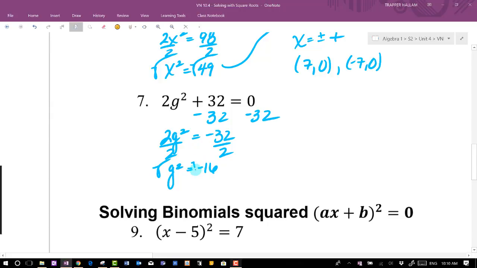Again, square root both sides at this point. I'm going to move over here. So we're going to get g equals, don't forget your plus or minus, the square root of negative 16. Well, what do we do with a negative?